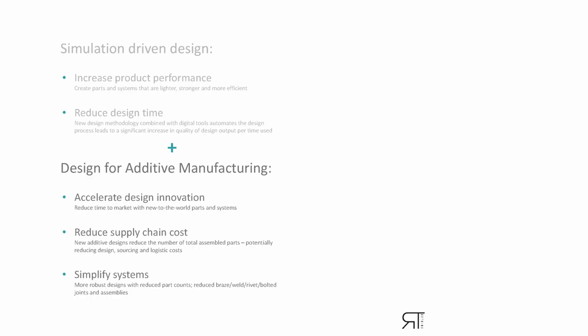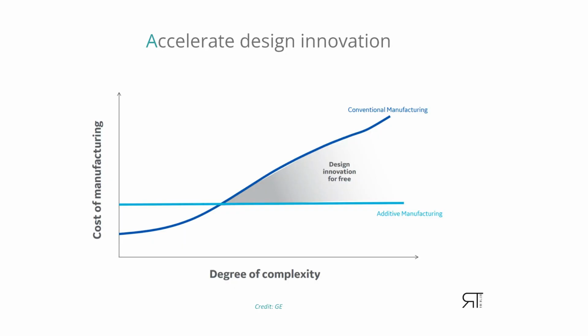On top of that, there are some extra benefits to be had, namely accelerated design innovation, or complexity for free as it's come to be known as, the ability to reduce supply chain cost, and lastly, the possibility of simplifying systems. Complexity for free means that at a certain cost threshold where additive becomes viable, extra complexity has no impact on cost. But designing these complexity is not a straightforward proposition, and the ability to do so depends heavily on your skill in simulation-driven design.